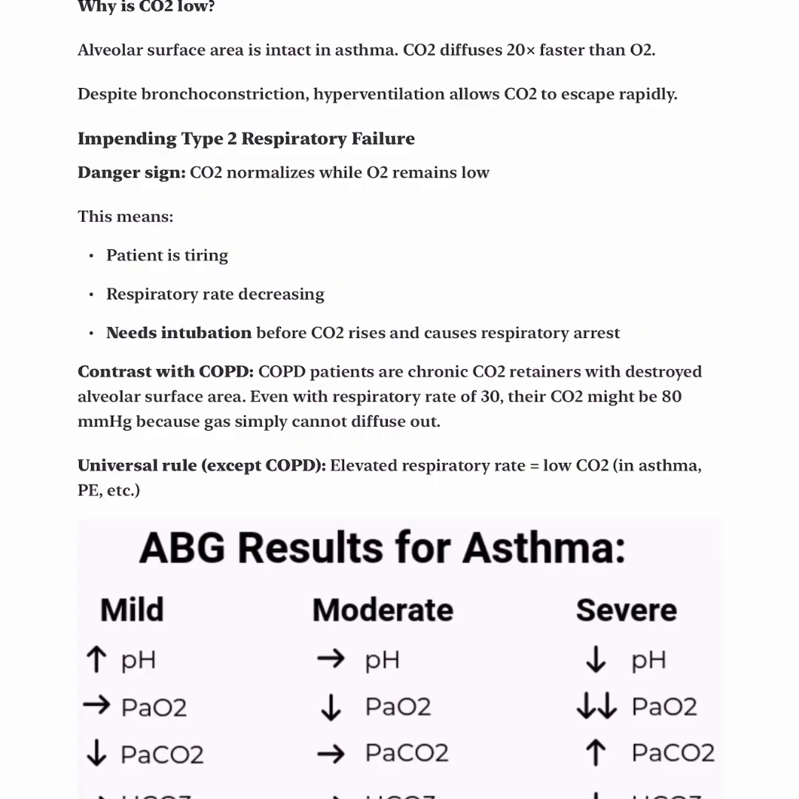You have to be able to compare and contrast this with COPD. In COPD patients, they are chronic CO2 retainers with destroyed alveolar surface areas. Therefore, even with a respiratory rate of 30, their CO2 might be 80 millimeters of mercury because that gas cannot diffuse due to the damaged surface area. The universal rule, except for COPD, is elevated respiratory rate equals a low CO2.